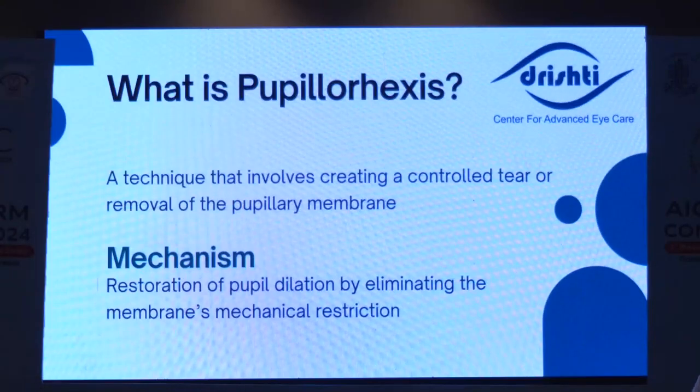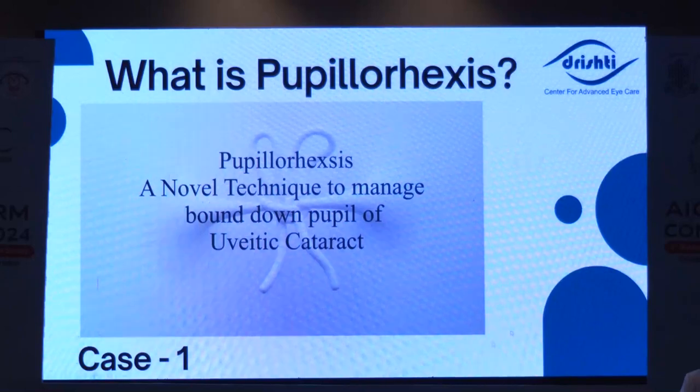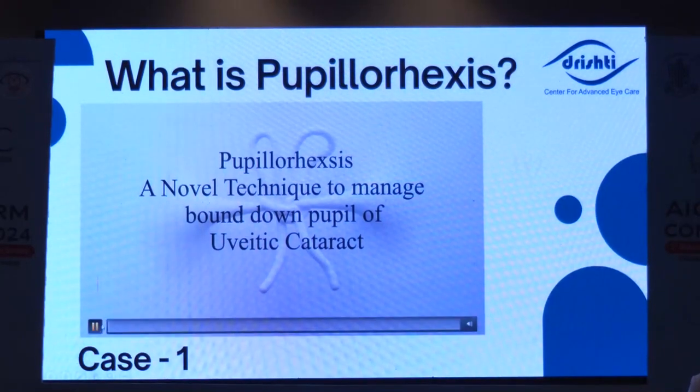So what is pupillorhexis? It's a technique that involves creating a controlled tear and removal of the pupillary membrane. It restores the pupillary dilatation by eliminating the membrane's mechanical restriction. So I'll be presenting a case. This is case 1.